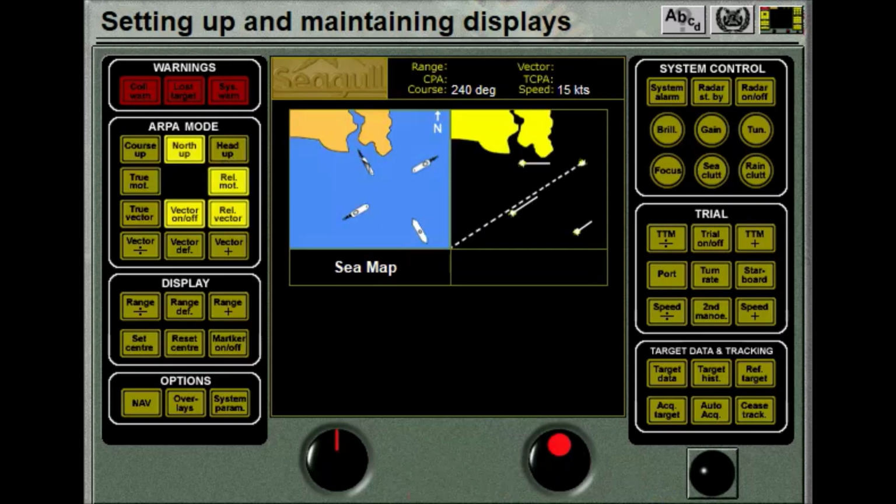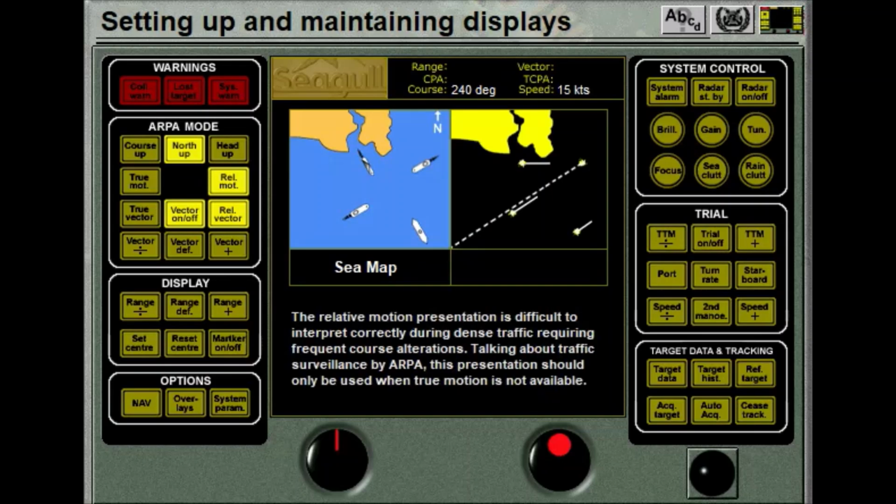The relative motion north-up is a good presentation for navigation. However, it cannot be recommended for traffic surveillance, as it is not giving any information about calculating target aspect. The relative motion presentation is difficult to interpret correctly during dense traffic, requiring frequent course alterations. Talking about traffic surveillance by ARPA, this presentation should only be used when true motion is not available.